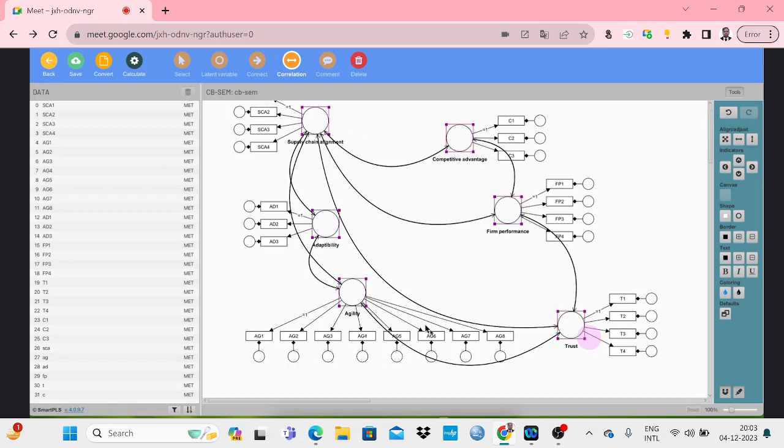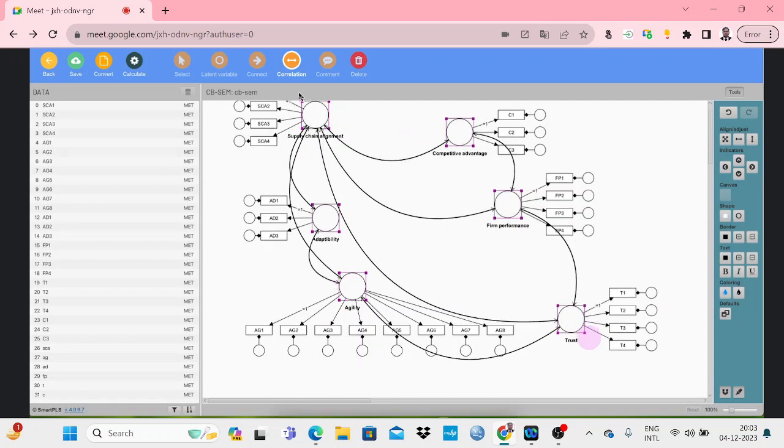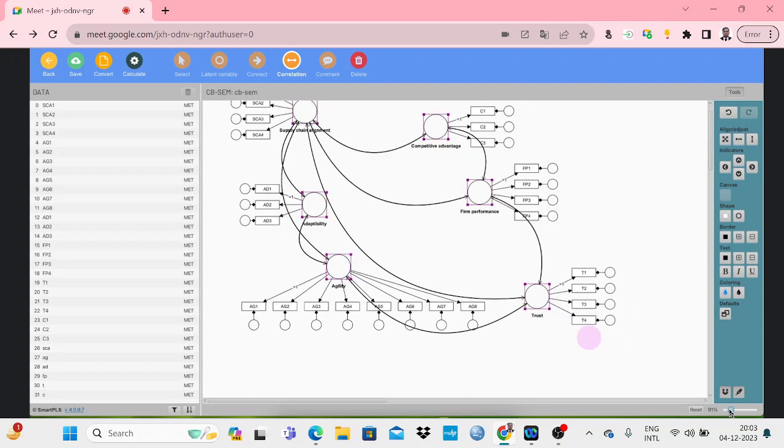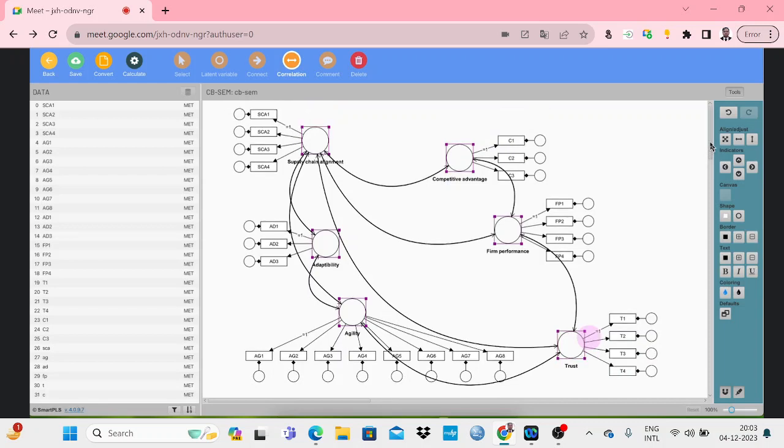Correlate them in such a way that every variable gets correlated with one another perfectly. Okay, there is no path left. You have to draw what is known as correlation. This will also help us ascertain whether there is any multicollinearity or discriminant validity type of issue.